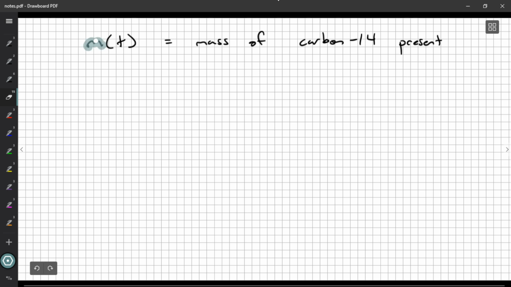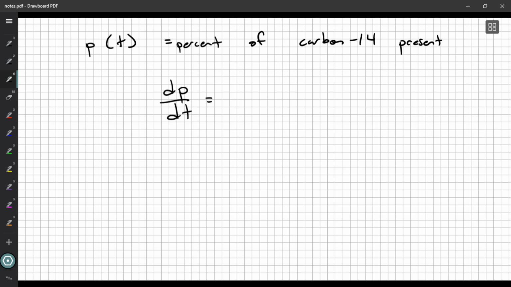Actually, technically it should be percentage, right? So we'll call it P of t, percent of carbon-14 present. All right, and what do we know? Well, this changes over time. It's decay of a chemical compound, an isotope. So we're going to use radioactive decay, which says that the rate of decay is proportional to the amount of material present.